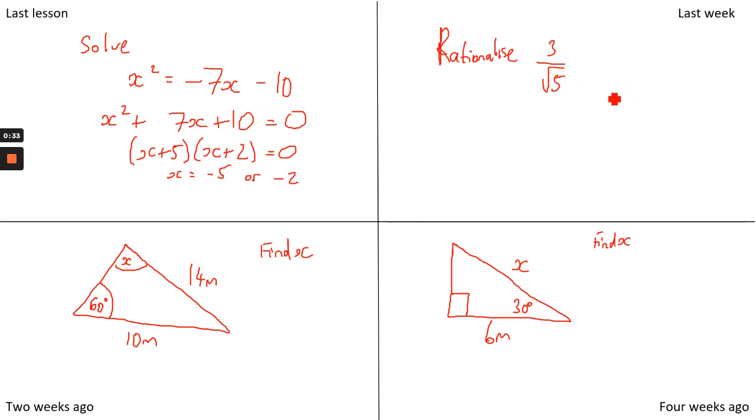If we're rationalizing 3 over root 5, I'm going to multiply it by root 5 over root 5, which is going to give me 3 root 5 over 5, and I can't simplify that anymore.